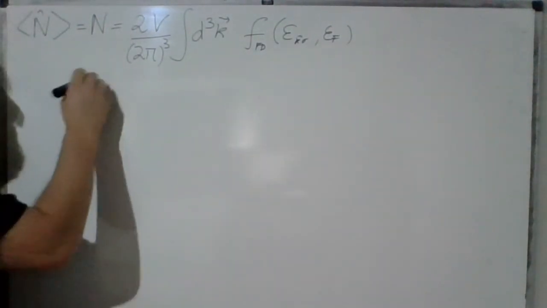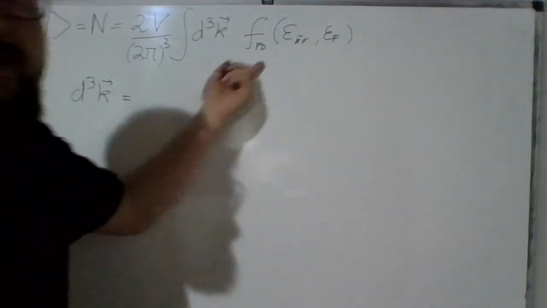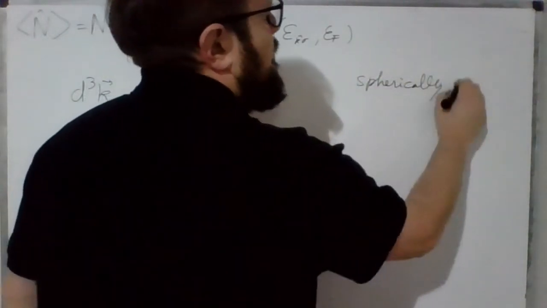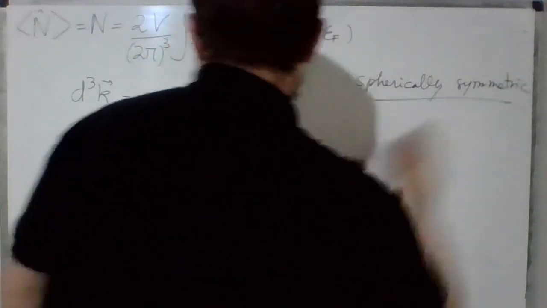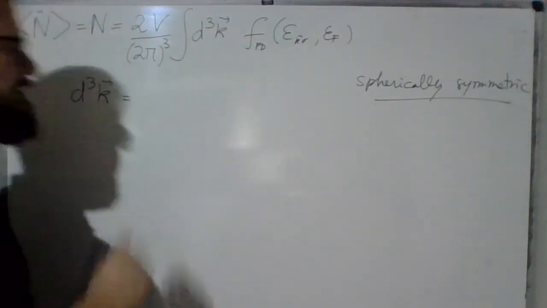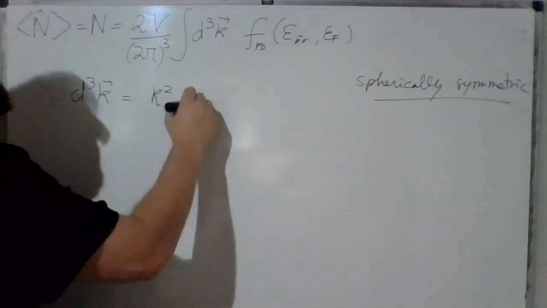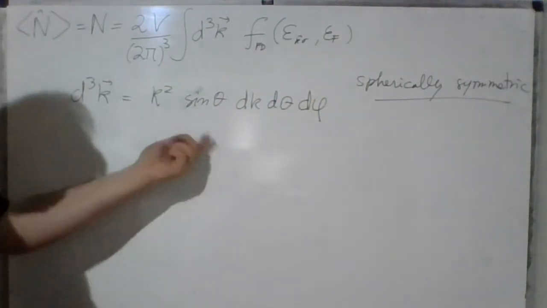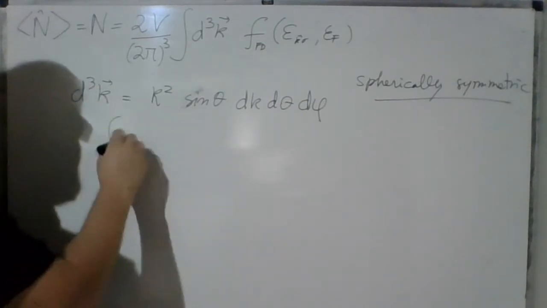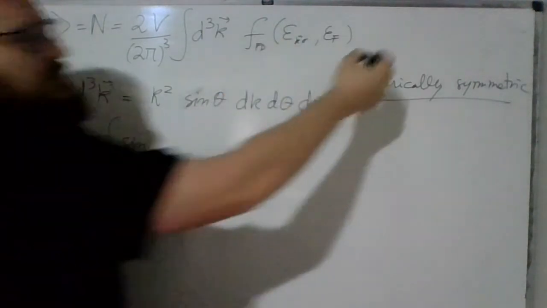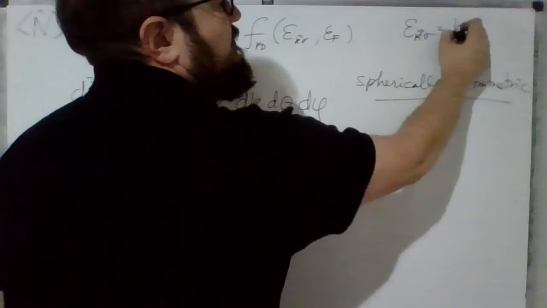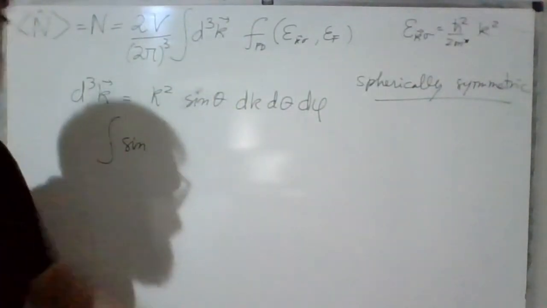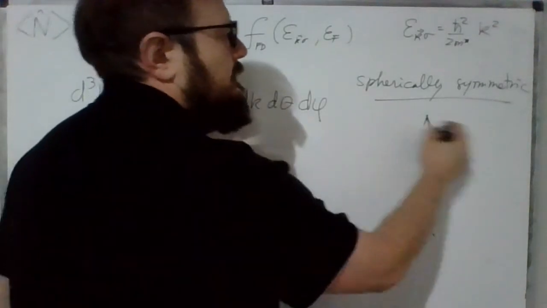Now, if you remember, the d3k is for a spherically symmetric problem, so it will be represented in spherical coordinates. So you would have a k squared sine of theta dk d theta d phi, but integrating over sine of theta, because this function has no, remember, E of k and sigma in this case is just h bar squared over 2m, with m the effective mass, times k squared. Sorry. This defines a sphere in k space.